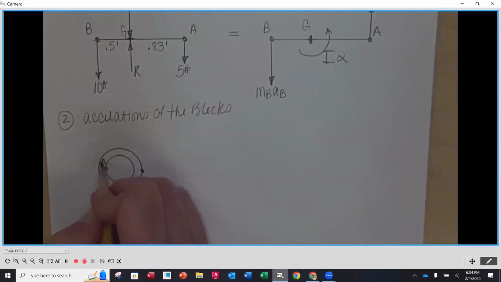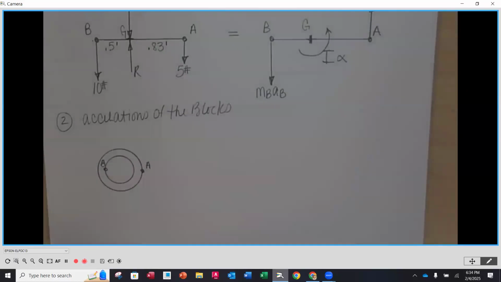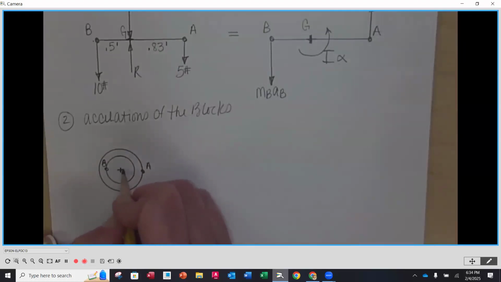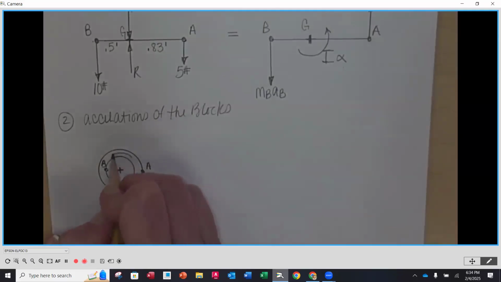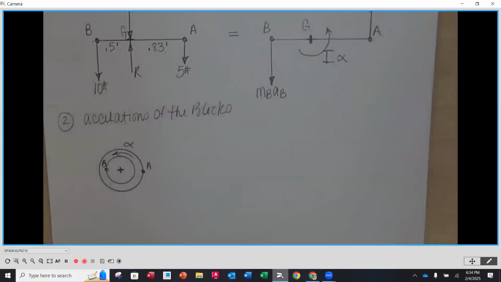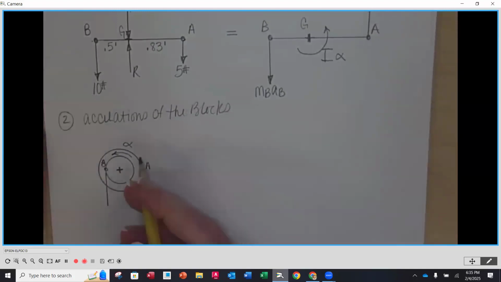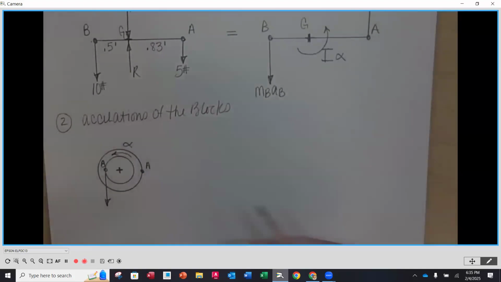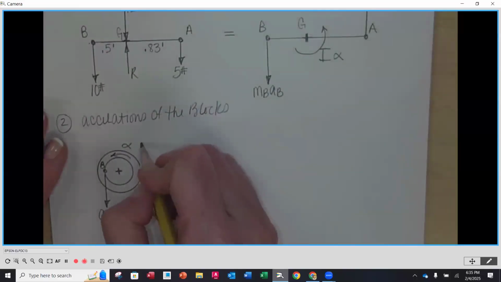I know that this is point B, and this is point A, right? The center of rotation is right here, or the center G, okay? We know that this is rotating in a counterclockwise direction. So that's our alpha. I'm just looking at accelerations right now. And I know that my acceleration of B is going to go down, just like we had talked about earlier, and my acceleration A is going up, okay?